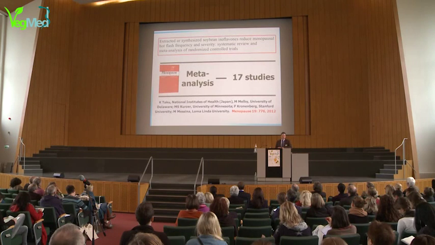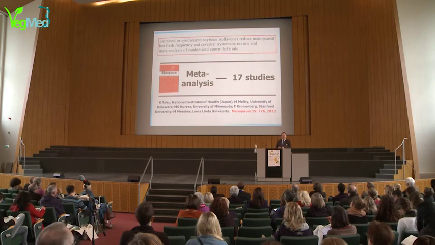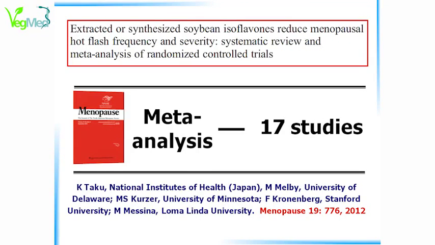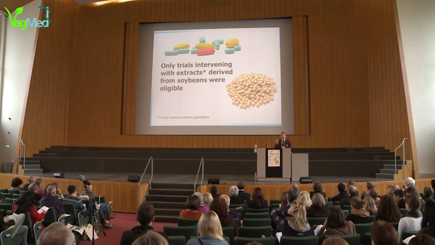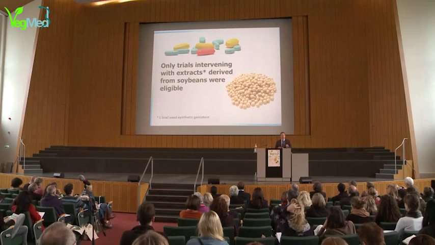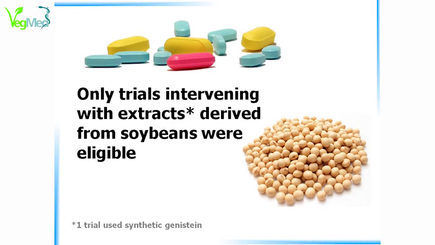Hot flashes, this is an area that I've been involved with for quite a few years. I recently was a co-author on a meta-analysis that included 17 clinical trials. So all of these trials had a placebo group and an isoflavone group. Because hot flashes are subjectively determined, that is, women report the number of hot flashes they have in a diary, it's essential to have a placebo group. We only looked at trials that intervened with pills or isoflavone supplements. We didn't look at the effects of trials that intervened with soy foods.